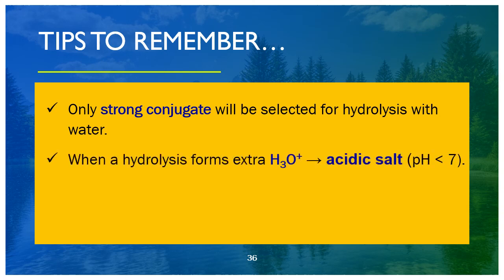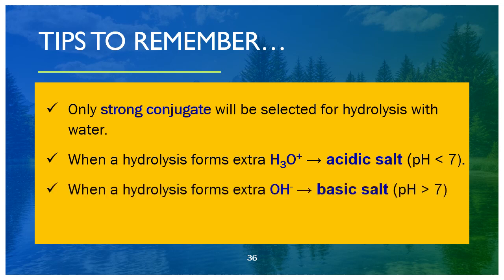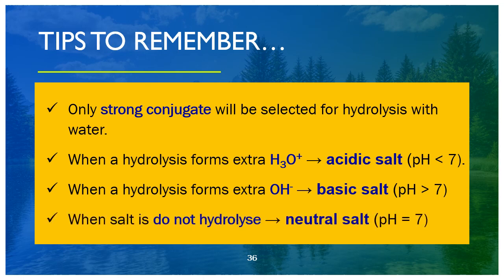When hydrolysis forms extra H3O+ ions, the salt is an acidic salt with pH less than 7. When hydrolysis forms extra OH- ions, the salt is classified as a basic salt with pH more than 7. When the salt does not hydrolyze, it is classified as a neutral salt with pH equal to 7.